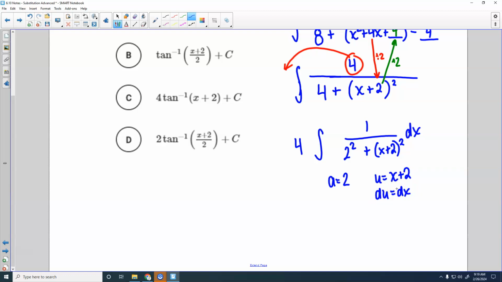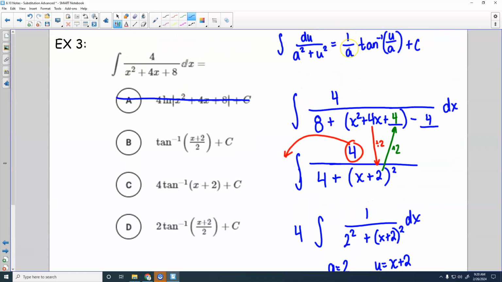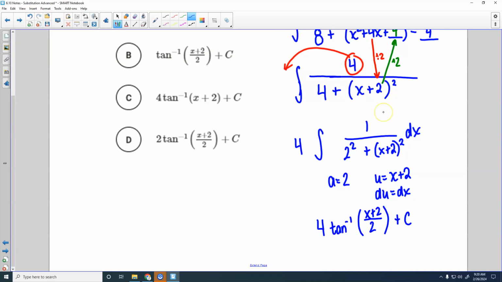So this is a squared plus u squared here. So when I integrate that, I'm going to get inverse tangent of u, which is x plus 2, over a, which is 2. Oh, wait, I've messed it up. What did I do wrong? This is not the right answer. I forgot my 1 over a, because this formula has a 1 over a. Sine does not, but the other two do. So I forgot my 1 over a. This 4 out here, I've got to multiply it by 1 over a, which is 1/2. So which answer choice is that going to give me? D.